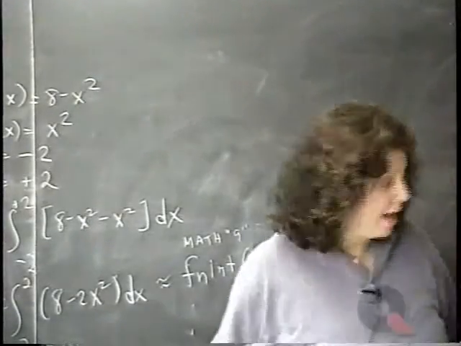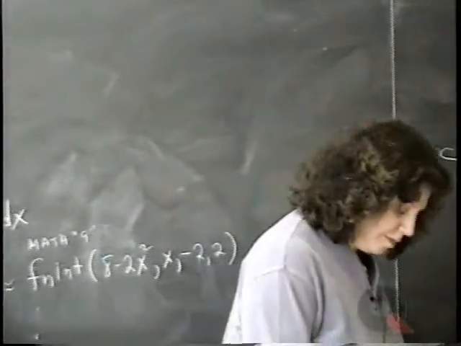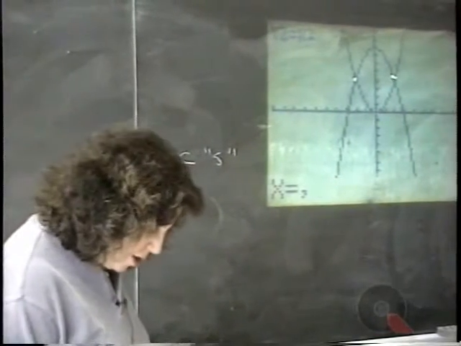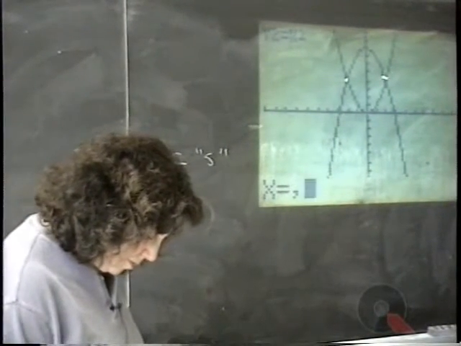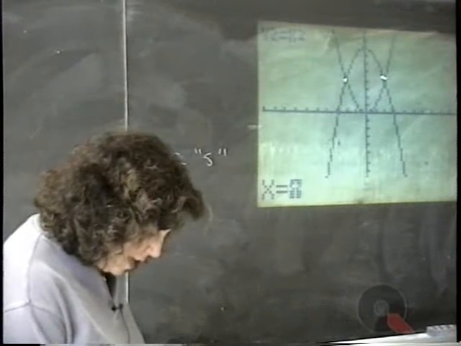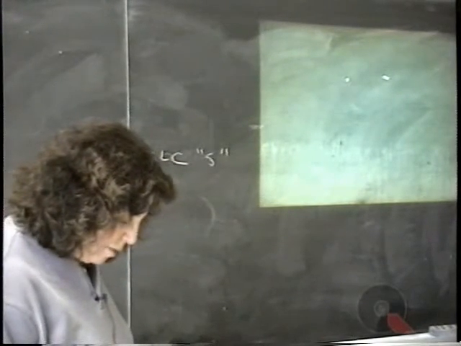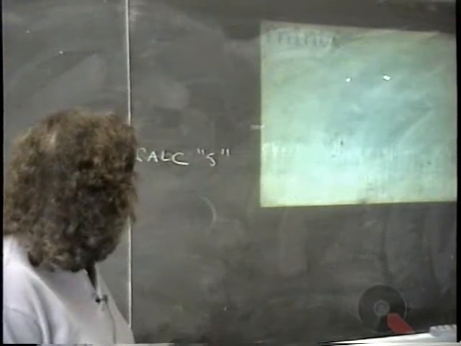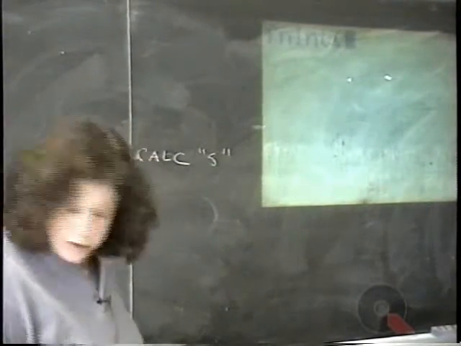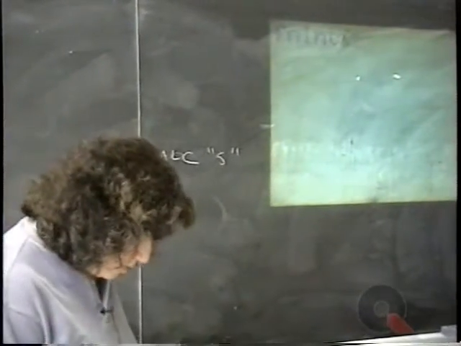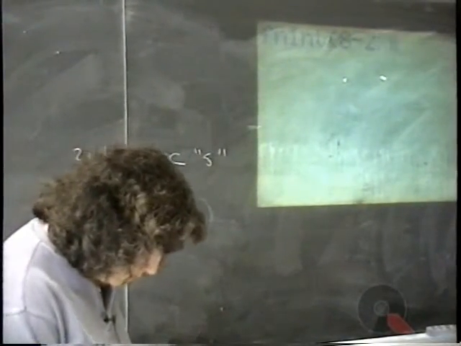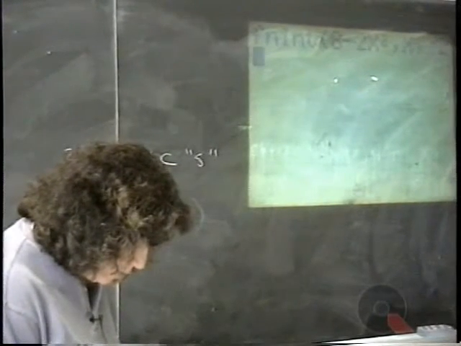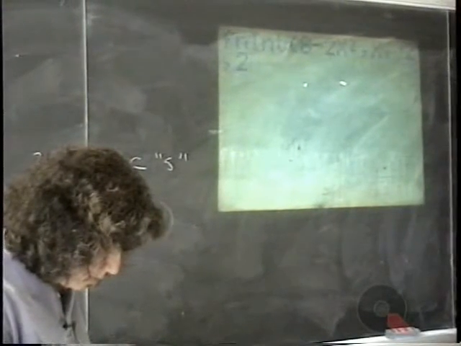Let's go over and do that on the calculator. If I want to get out of this situation, I'm going to hit second and quit. And I'm going to once again hit Math and 9. Function to be integrated. And I'm interested in 8 minus 2x squared, comma x, comma negative 2, comma positive 2.